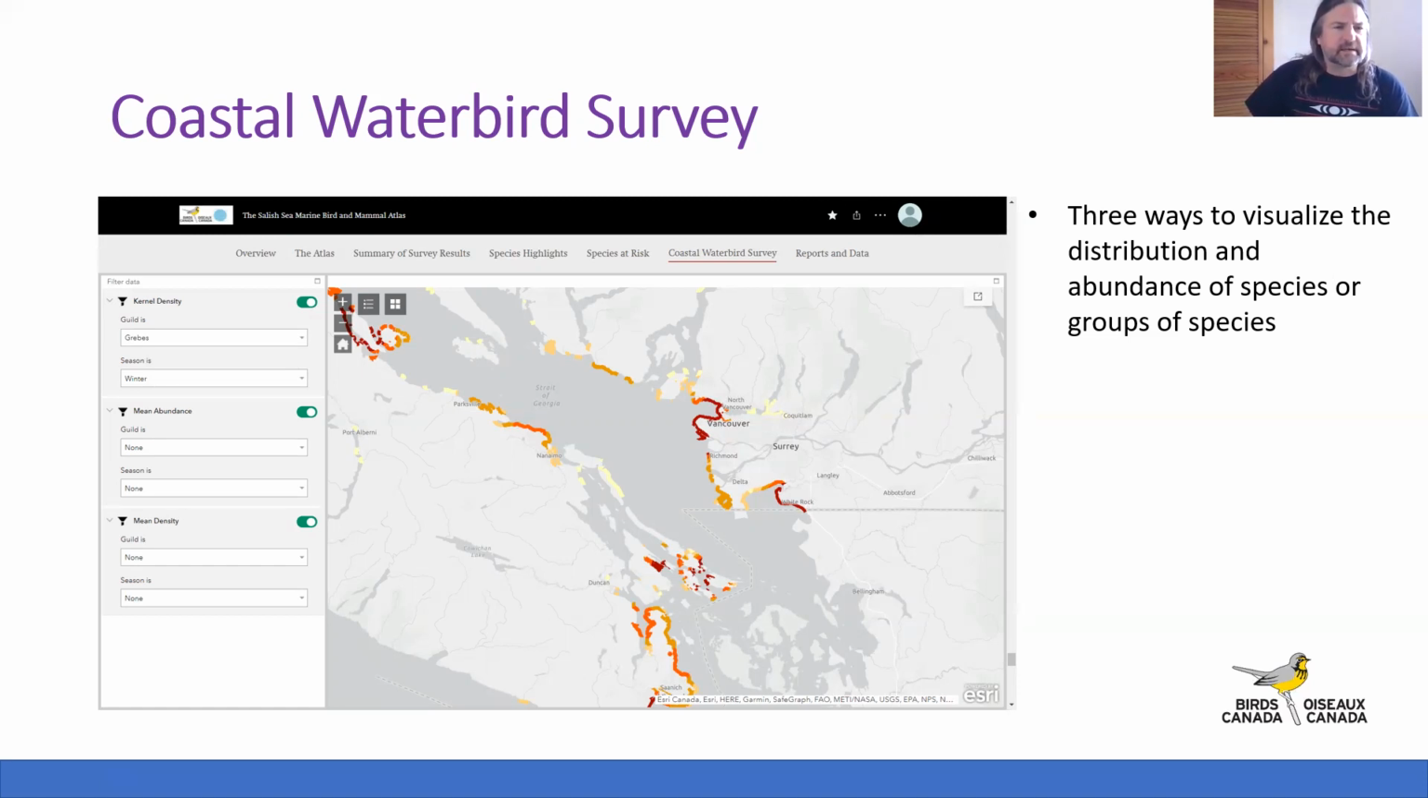In this case, we're showing the kernel density measure of grebes during the winter. But there are other ways you can explore here. You can explore by different guilds or by species. You can look at mean abundance. You can look at mean density. So that's all available there to explore on your own.